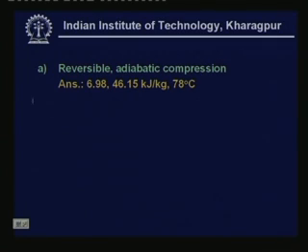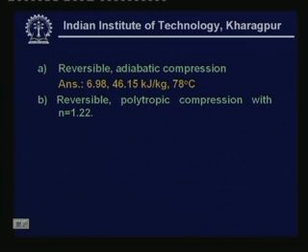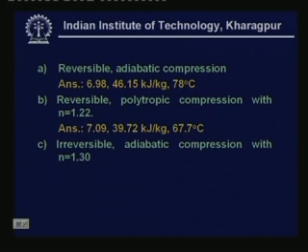For reversible polytropic compression with N is 1.22, the answers are: COP is 7.09, enthalpy change is 39.72 kilojoule per kg, and the exit temperature is 67.7 degrees centigrade. And for the third case of irreversible adiabatic compression with index N equal to 1.3, the COP is 6.15, enthalpy change is 52.36 kilojoule per kg, and the exit temperature is 87.9 degrees centigrade.